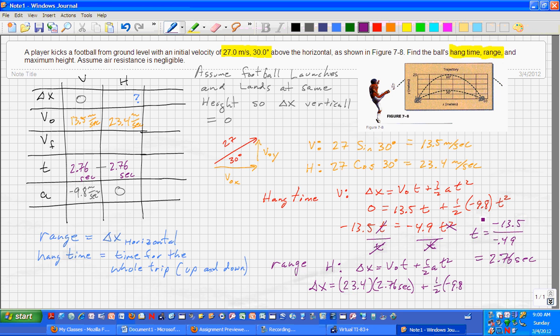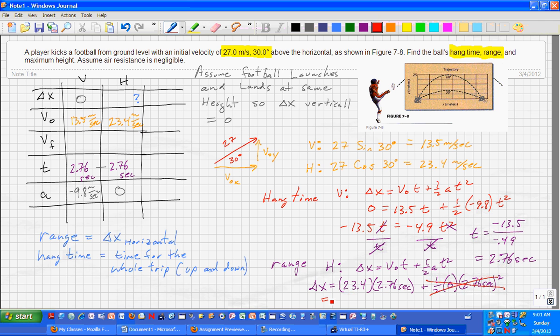Oh, wait a minute. That's not negative 9.8. In the horizontal direction, acceleration is 0 times 0 times t squared. Oops, let's go back and put the number in. Not that it's going to matter. 2.76 seconds squared. Not that it's going to matter because 0 times 1/2 times 2.76 is going to completely drop out, because 0 times anything is 0, so I'm not worried about that.